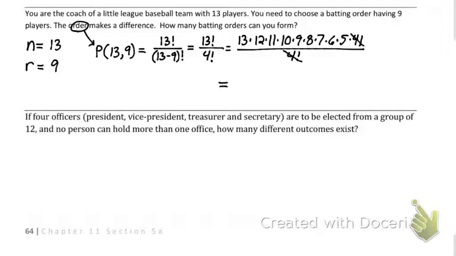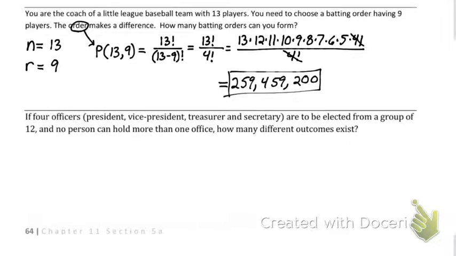Did anyone get this value? Labib? 259,400,000. Oop, I lost it. 259 million. Yep. 459,200. Yep. All right. So there's a lot of ways with 13 kids I can set up a batting order.